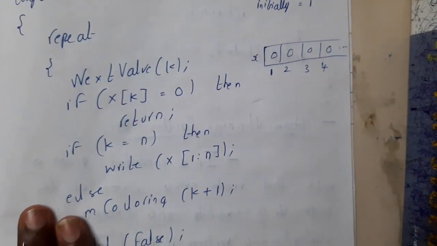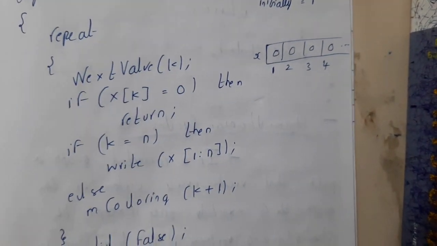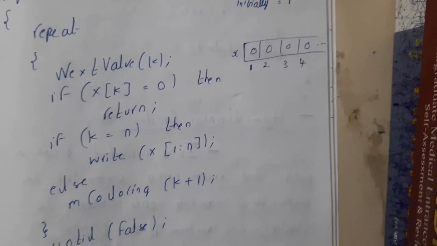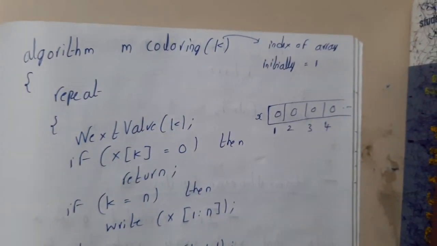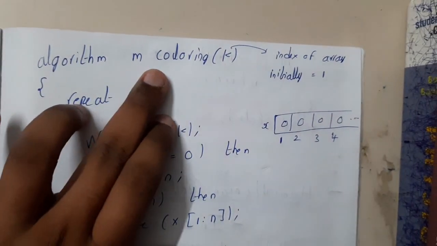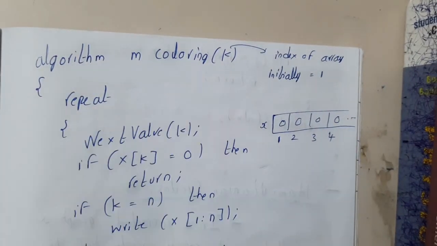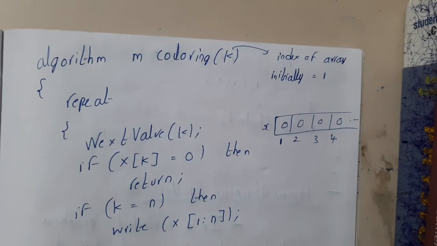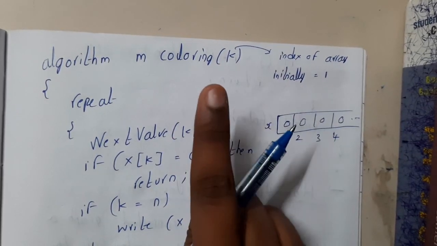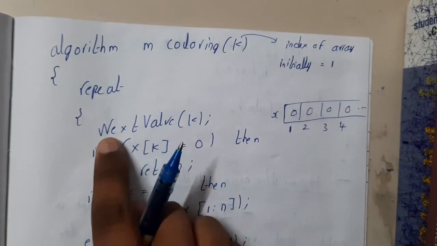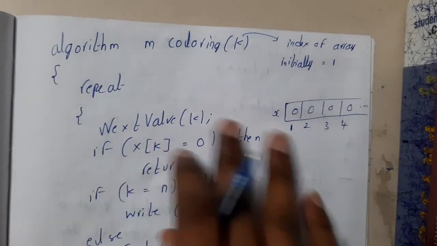So now let us go through the algorithm, guys. I'll be taking around 2 to 3 minutes only because I am not having a 100% clear idea about the algorithm. So I'll be just giving you an introduction about the algorithm, how it works, that's it. Okay, so algorithm for M colors, those are nothing but K. So K is the index of the array. Initially it is assumed as 1. So we will be repeating that until we reach again 1.